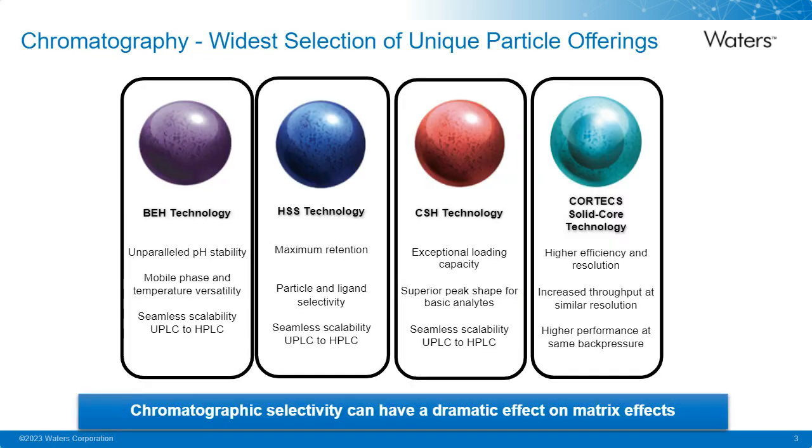Before we get into sample prep, though, I do want to take a quick aside and talk about column selectivity. I'm not going to go into all of this, but I do want to emphasize that when we're dealing with things like matrix effects and ion suppression, chromatographic selectivity can have a dramatic effect on that. So it's more than just sample prep.